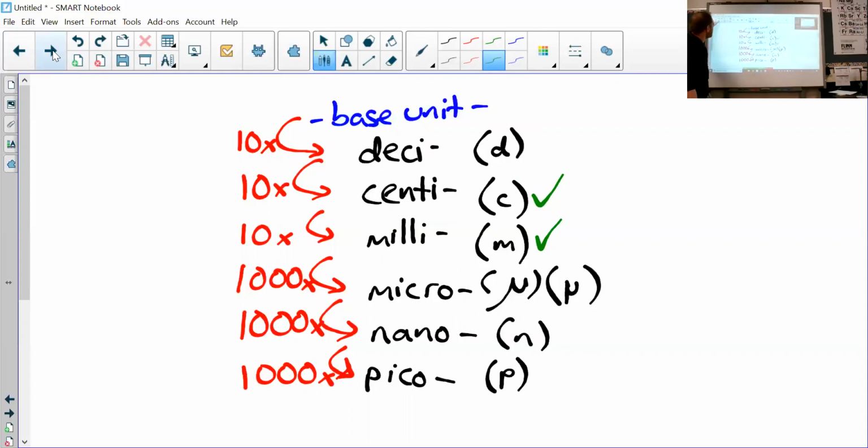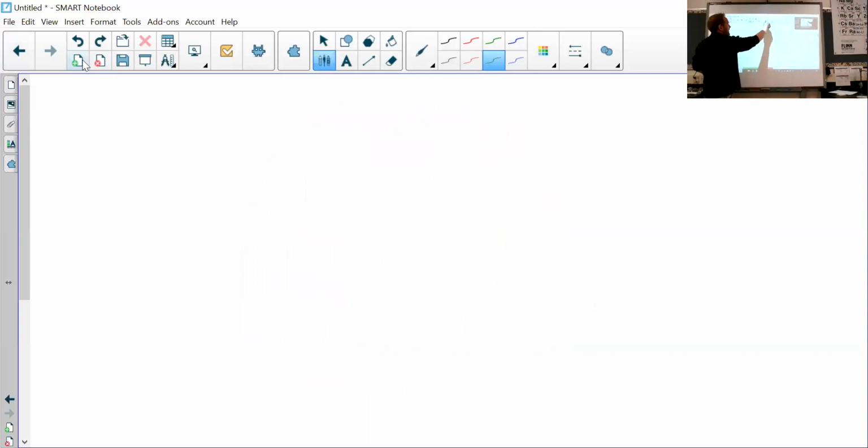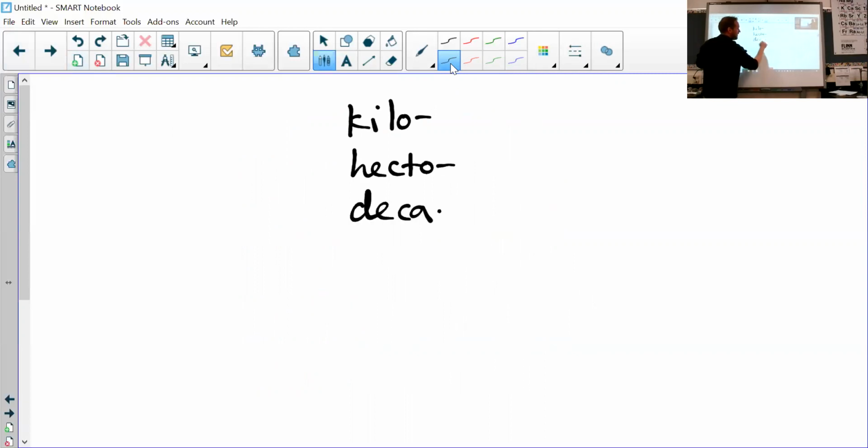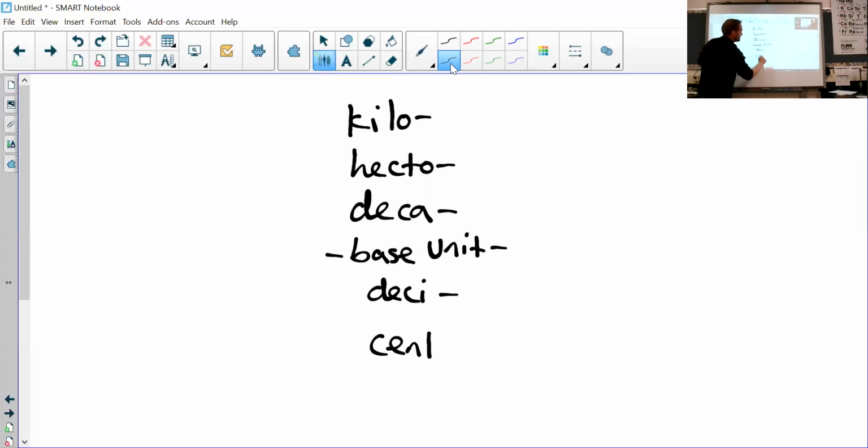I just want to do one quick slide showing kilo down through milli. So kilo, hecto, deca. Don't forget the base unit. You got to include the base unit or this order gets messed up. Kilo, hecto, deca, base unit, deci, centi, milli.